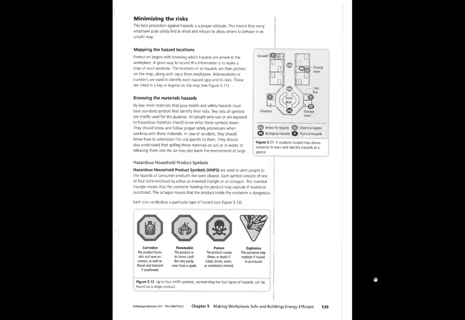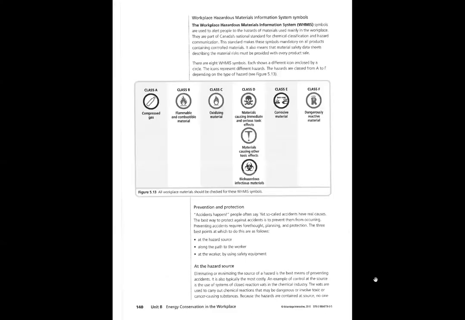So that's a good example of the items that can be on a container at work or at home. You want to look up and read on the product what symbols are on it and how dangerous it is, and then that helps you know how to deal with it properly.